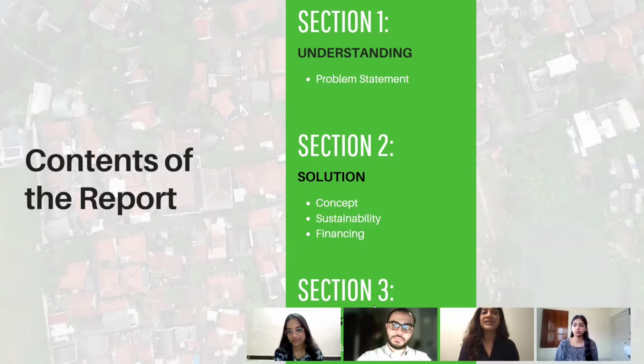Today we have divided our whole solution into 3 main components. First, problem statement, second, proposed solution, and third, we will talk about a case study.